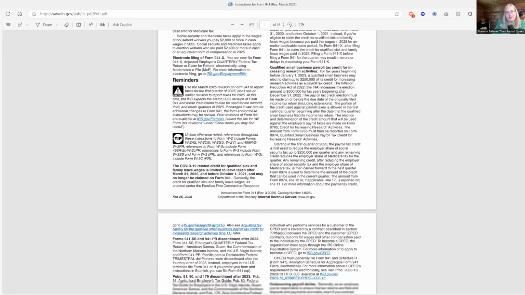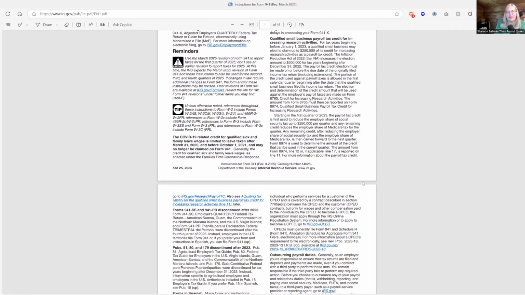Starting in the first quarter of 2023, the payroll tax credit is first used to reduce the employer share of Social Security tax up to $250,000 per quarter, and any remaining credit reduces the employer share of Medicare tax for the quarter. Any remaining credit after reducing the employer share of Social Security and then the employer share of Medicare tax is carried forward to the next quarter.